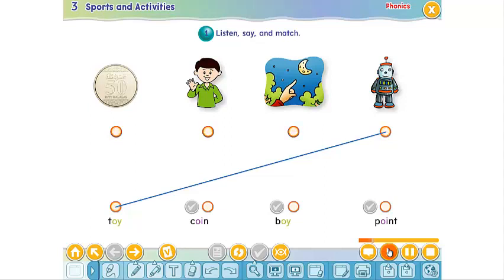Oi, oi. Let's practice. Toy, coin, boy, point. Now listen and match words and pictures. Toy, coin, boy, point.